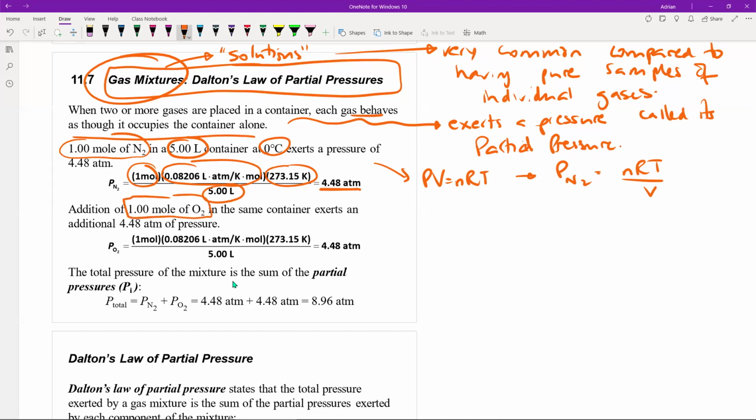If we add to that container a mole of oxygen, a different gas, for instance, well, the container has the same volume, right, which is 5 liters. We have the same number of moles. We're using the same gas constant. We have the same temperature, same volume. So the pressure of the O2 is also going to be 4.48 atmospheres.